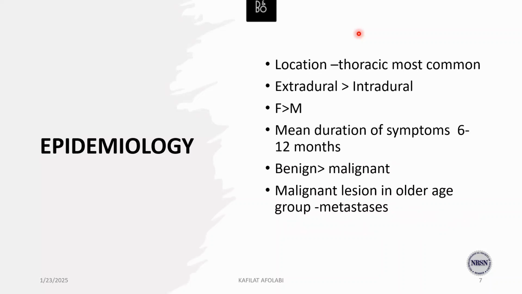These tumors are frequently located in the thoracic cord, and most authors have reported an extradural location more than an intradural location overall. And in our environment, there's a slight female predilection from most studies done across Africa. The mean duration of symptoms is usually about 6 to 12 months, and this shows that it's a chronic presentation. Most of these tumors are benign, with the metastatic lesions accounting for the greater percentage of the malignant group.